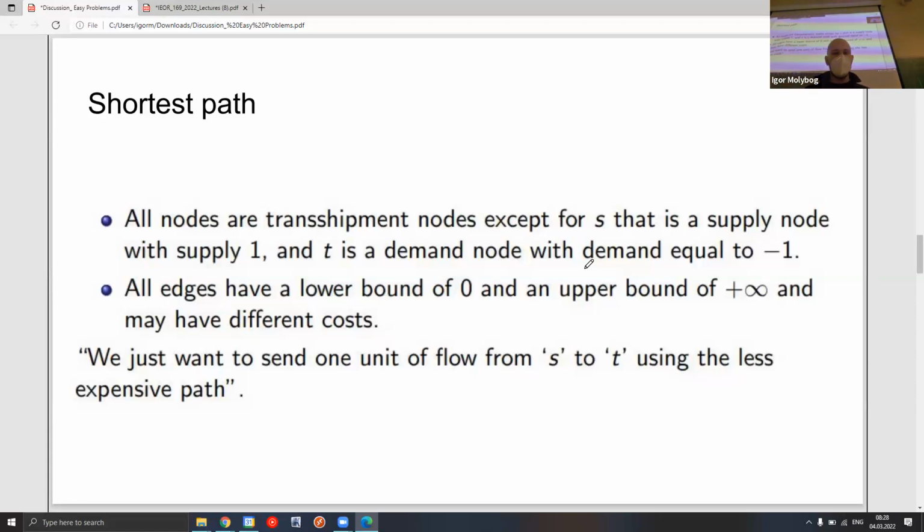All edges have a lower bound of 0 and an upper bound of +infinity. We don't really care about the upper bounds because we only have 1 unit of flow anyway, so there will not be any more flow that we actually need to carry. We want to send 1 unit of flow from S to T using less expensive paths. So we would like to find the shortest path between the two nodes. The applications in logistics are obvious.